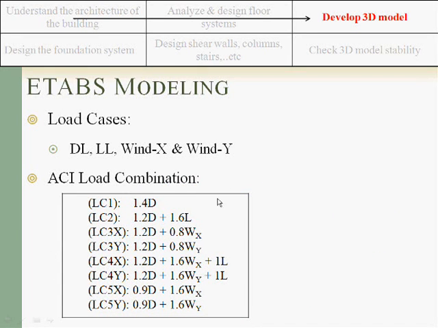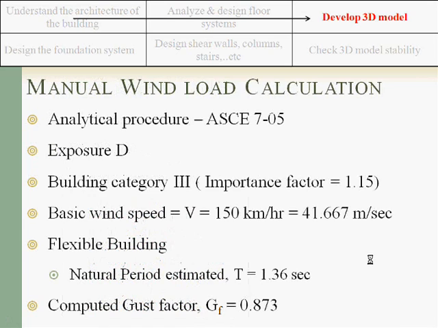The load combinations that we have taken are assumed by the ACI 2005. In the manual wind load calculation, we have taken exposure D because the structure was open to the water surface, and we have taken the building category as 3 because the importance factor is 1.15, because it will be full of people. The basic wind speed, as discussed with the major consultants in Qatar, is 150 km per hour, 41.7 meters per second. Because the building is around 23 floors, it was very empirical to calculate that it's a flexible building in the dynamic analysis, and the natural period estimated was 1.36 seconds. The computed gust factor was equal to 0.873.